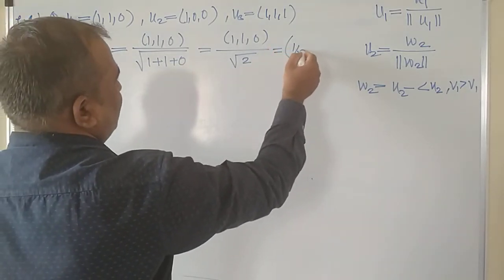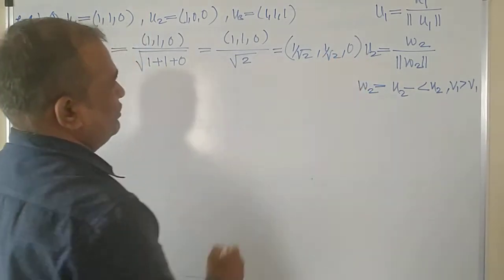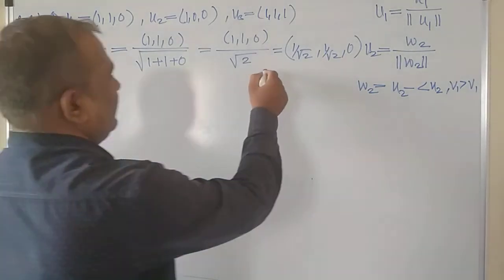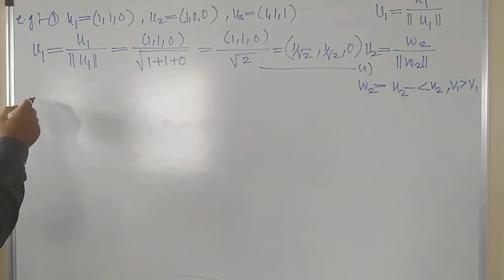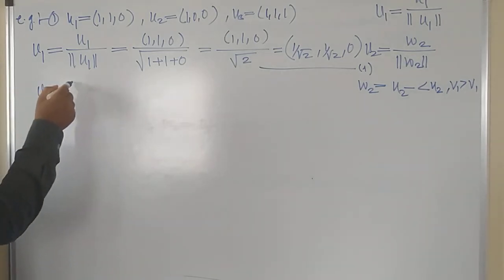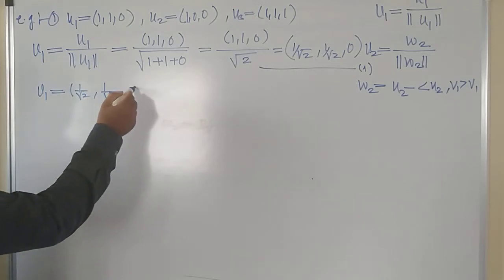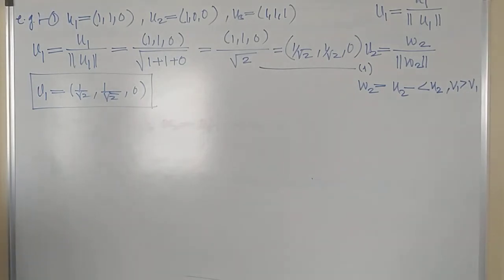Hence the first normalized vector is 1 by root 2, the second component is 1 by root 2, and 0, right? Let me give this as equation number 1. This is very important, let me write it again. So your v1 vector is equal to (1 by root 2, 1 by root 2, 0).